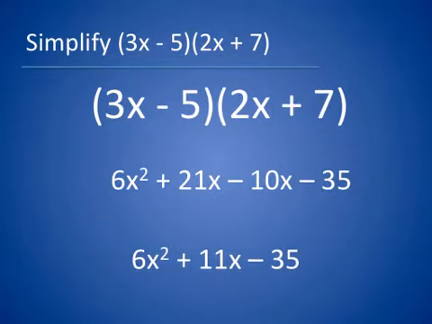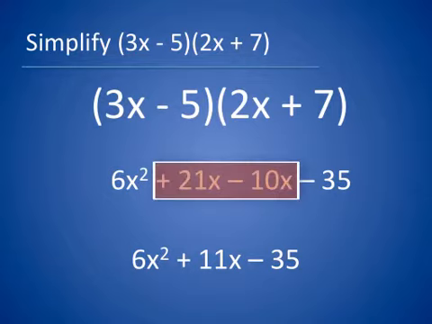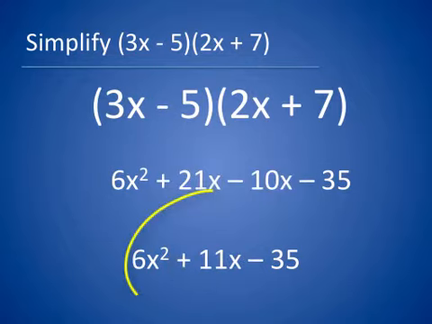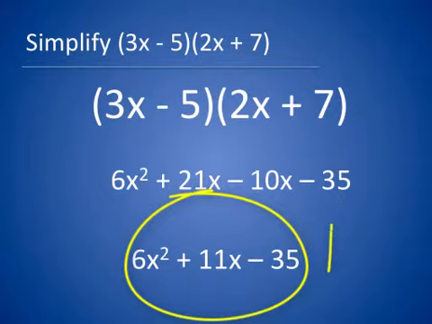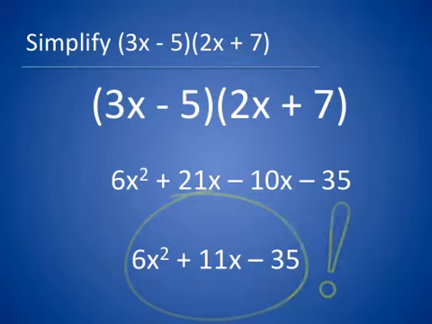Now remember, if you FOILed correctly, those middle two terms are going to be like terms and you're going to be able to combine them. And we can, because positive 21x minus 10x gives us 11x. And so the final answer is 6x squared plus 11x minus 35.